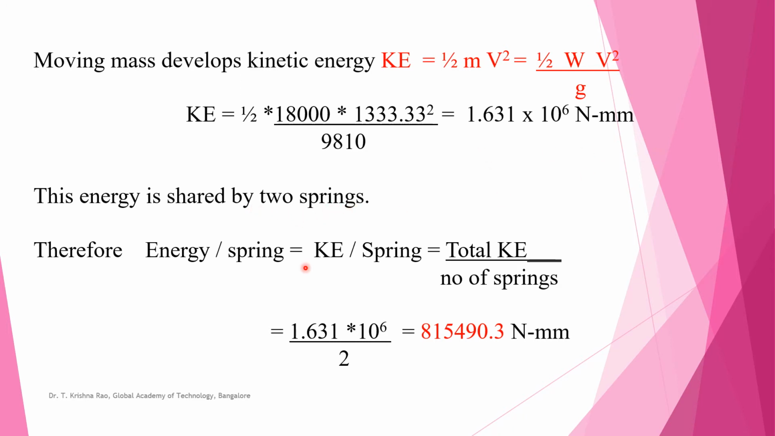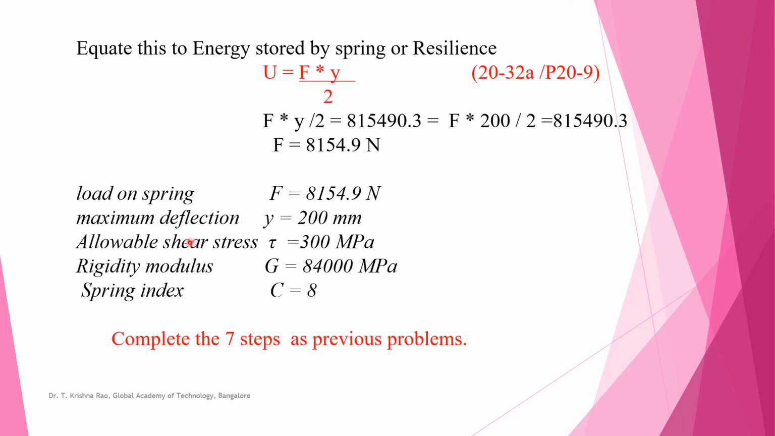There are two springs to share. So what is the energy shared by each spring? The number of springs is divided here. So this much energy is coming on each spring. There is something called resilience, which is the energy stored when you compress a spring. That property is called resilience.